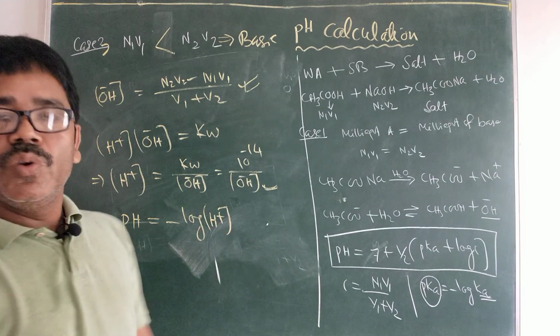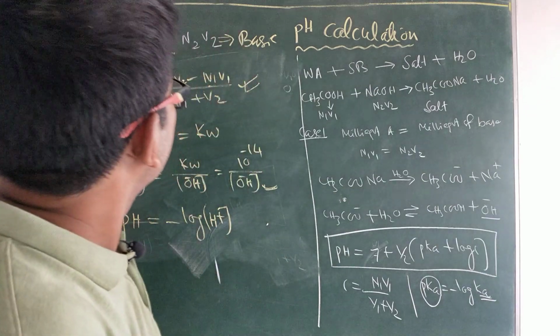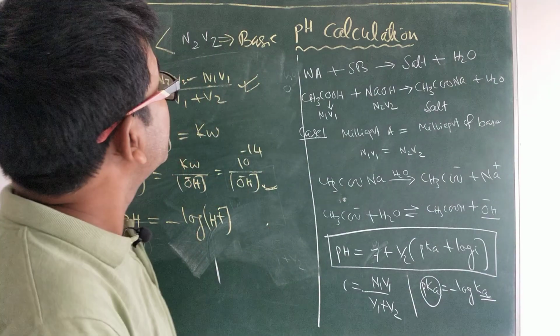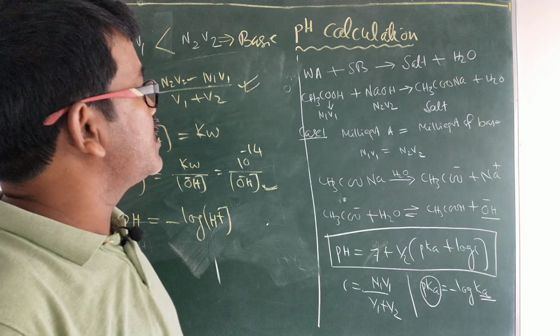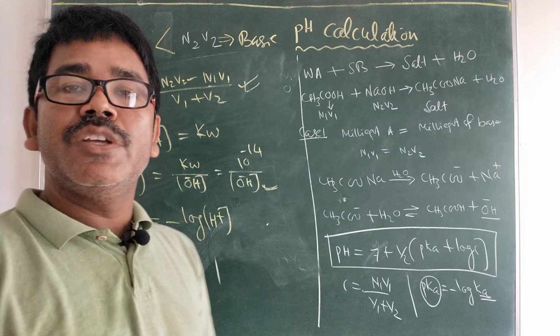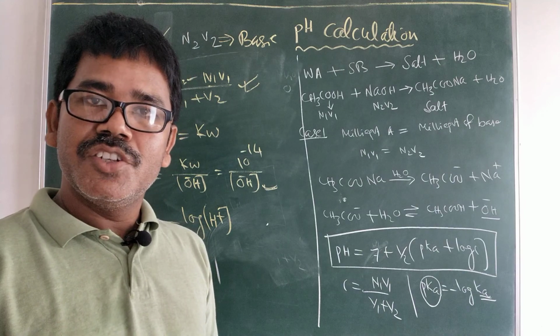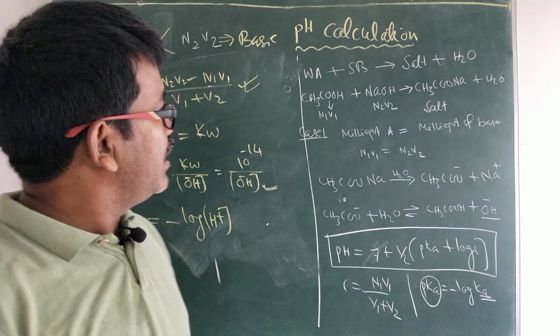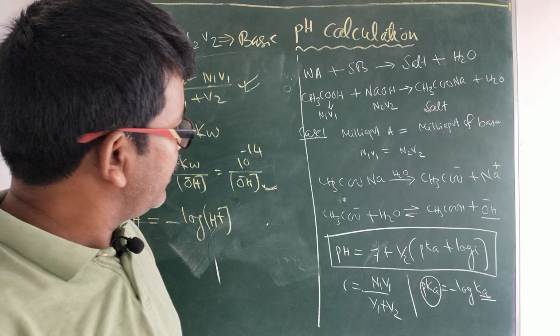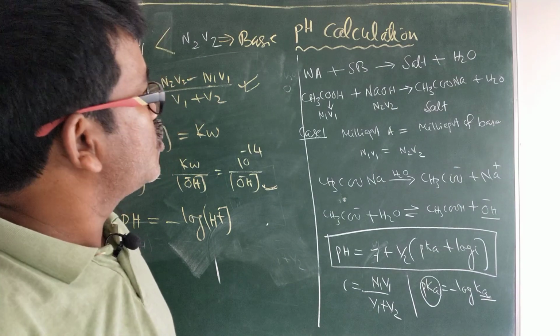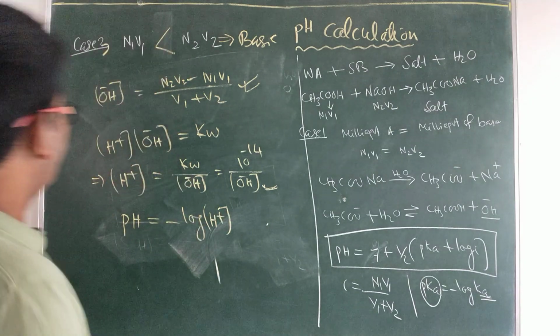This is how we can calculate the pH of a mixture of weak acid and strong base when the milli equivalent of the strong base is higher than the milli equivalent of the weak acid. Clear? Sure? I can solve a problem. I can take an example and solve it. Let us see.